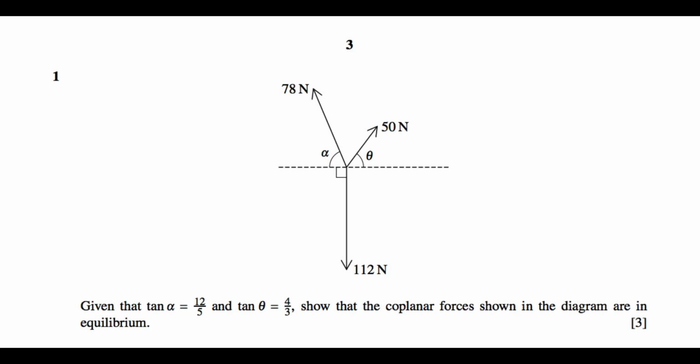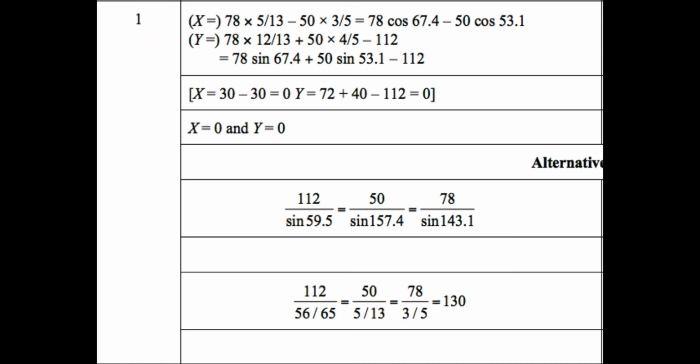Given that tan alpha is 12/5 and tan theta is 4/3, show that the coplanar forces shown in the diagram are in equilibrium. I have the mark scheme, method 1. I use mark scheme method 1 only. I repeat it to explain it.